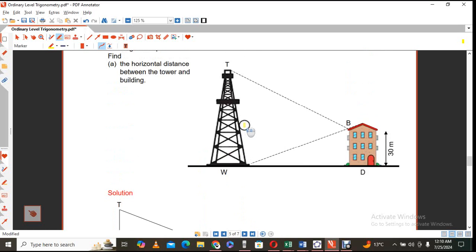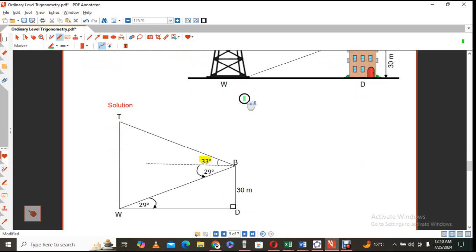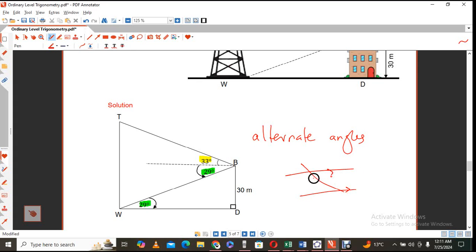Then the second one, the angle of depression of W from B, is 29. Now you can see that this is also equal to 29, and the reason is that these angles are alternate. Alternate angles are equal. Remember, you have two parallel lines, and the angles they form look like a Z. So that angle is equal to that angle, and conversely, this angle here equals that angle. That is the Z effect that you can see there.